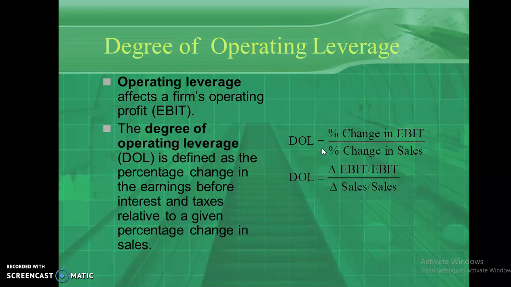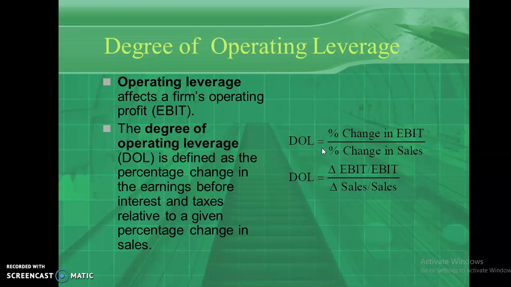Let's look into two types of degrees of leverage. Degree of leverage tells about the percentage change in one item with the percentage change in another item. Let's look into the degree of operating leverage. This leverage tells about how it affects the firm's operating profit, EBIT. So it's defined as a percentage change in EBIT with a given percentage change in sales. In simple words, with a 1% change in sales, how much percentage change in EBIT it will bring. So this is actually operating leverage.